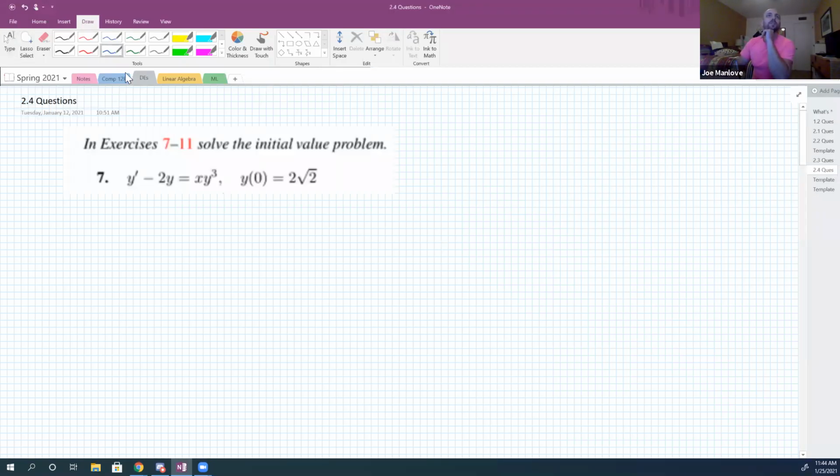Okay, so let's see if we can do 2.4 number 7. We're supposed to solve the IVP. y prime minus 2y is xy cubed, and we have an initial value of y of 0 is 2 root 2. Okay, first things first. What do I do? Find the homogeneous solution. Okay, I think probably I do maybe one dumber thing first.